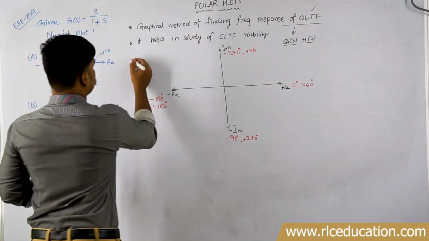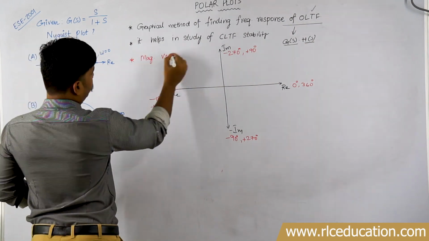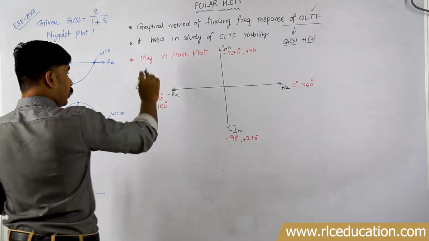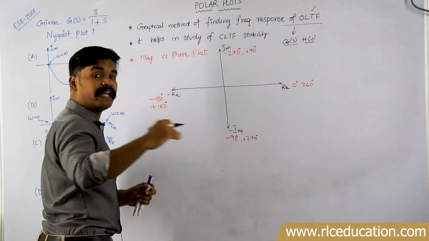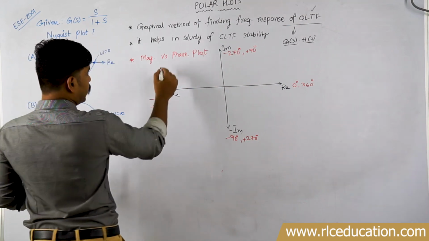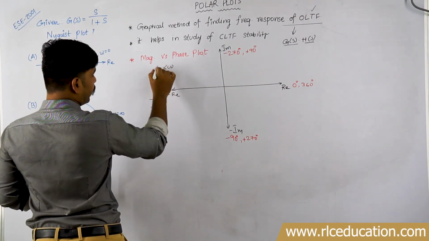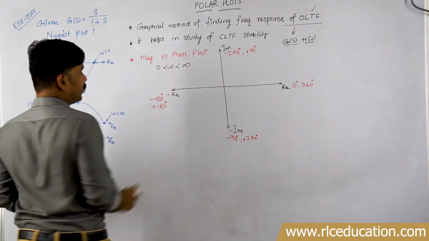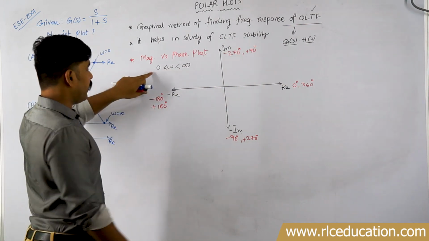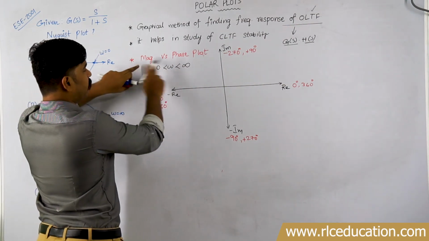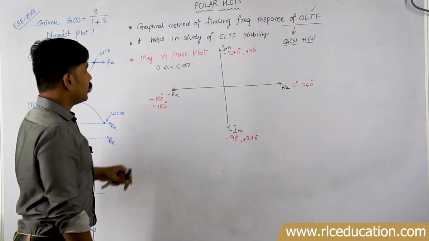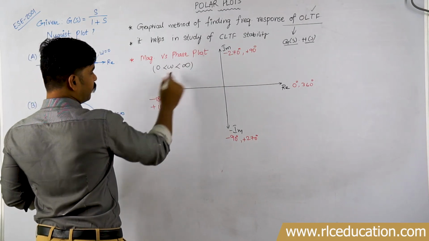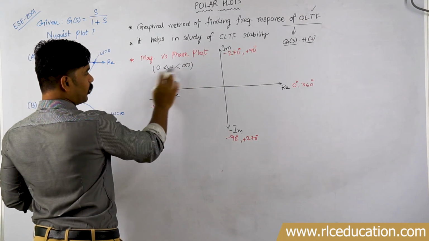Therefore, this polar plot is also known as the magnitude versus phase plot, and you are plotting magnitude and phase by varying the frequency, isn't it? That means the frequency is varied from 0 to infinity, so this is our range of study. We will be varying the frequency from 0 to infinity and checking how the magnitude versus phase plot changes on this graph. So polar plot is basically defined for frequency 0 to infinity.